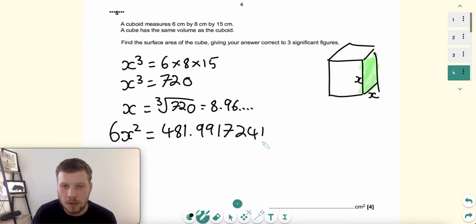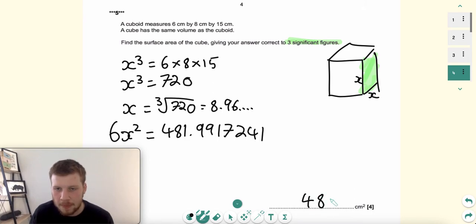481.991721. And now this is a point where I can read the question and see what it wants it as. Find the surface area of a cube, 3 significant figures. So that's what it wants it as, so therefore that's what I'm going to do. 481, round up by the 9, my area is 482 for my surface area. A bit of a tricky question, but thinking about drawing the shape is really going to help us out.